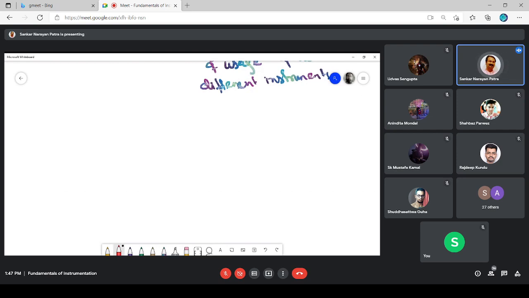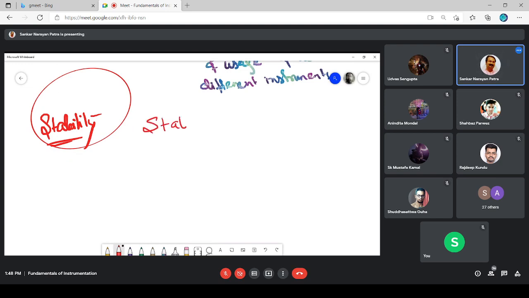Another important term is stability. This is one of the important terms. Stability. From the stable condition, it comes stability. An instrument is required to be stable. Why is it required to be stable?